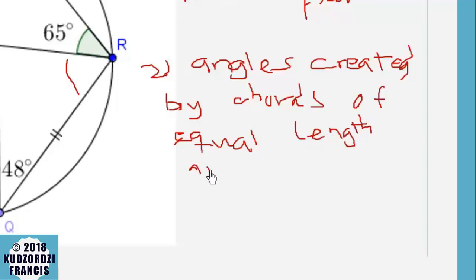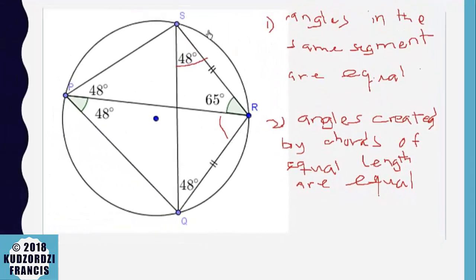Angles created by chords of equal length are equal. Chord QR is equal to chord SR, so the angle subtended by SR is also 48 degrees. The reason is that chord QR also subtends an angle of 48 degrees over here, so it is equal to that created by SR.